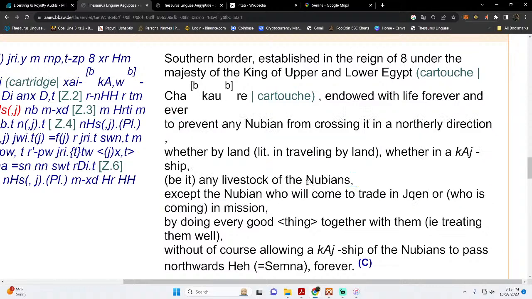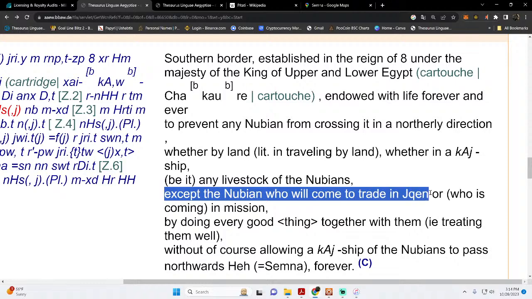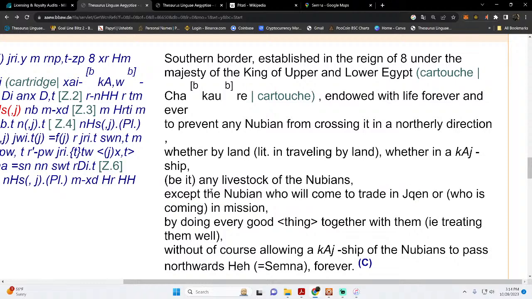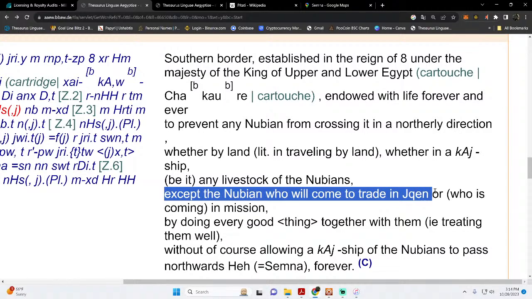See, this doesn't mean Nubian. These are all Southerners, be it any livestock of the South, especially the Southerners who will come to trade in Akin. But let's leave it at Nubian, except the Nubians who will come and trade in Akin.